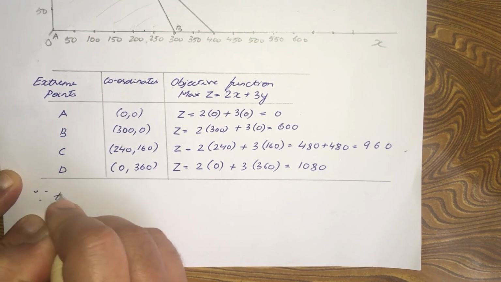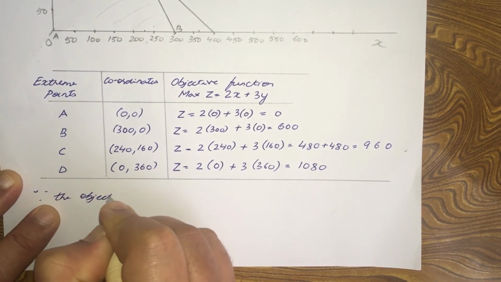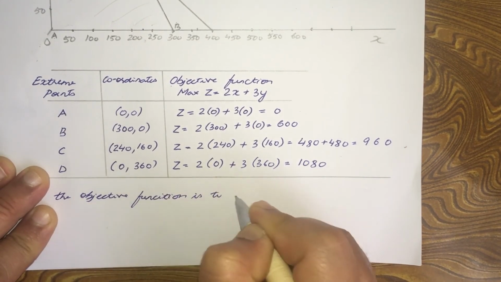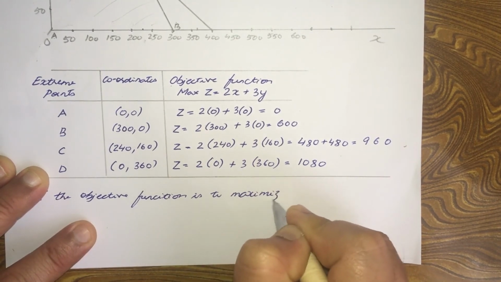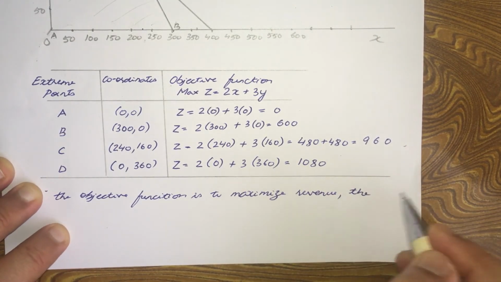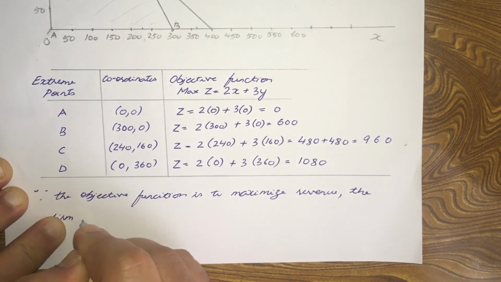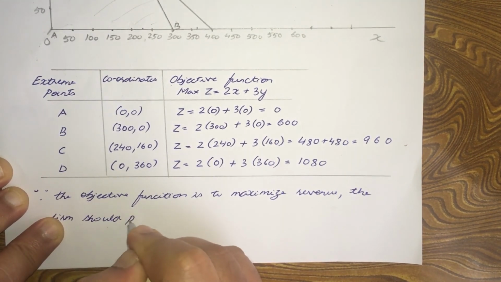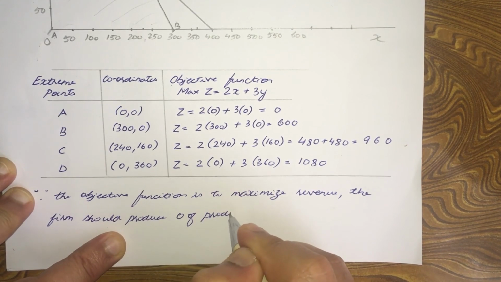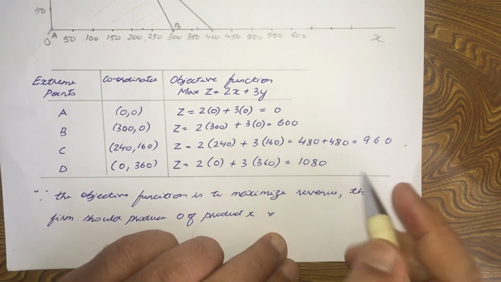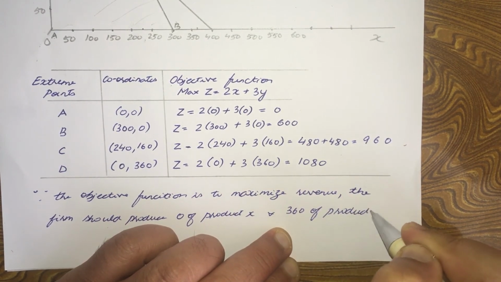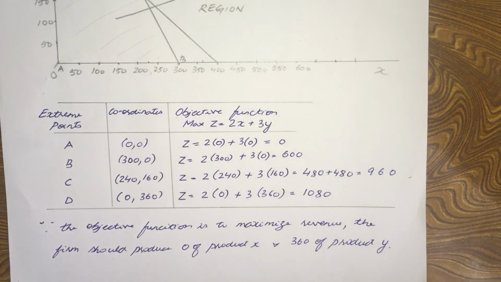So since the objective function is to maximize revenue, the firm should produce 0 of product X and 360 of product Y. So that's how you solve this problem.